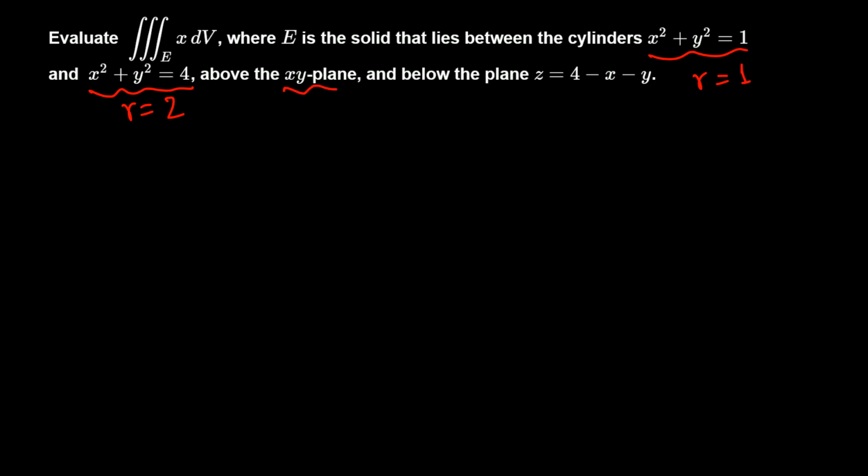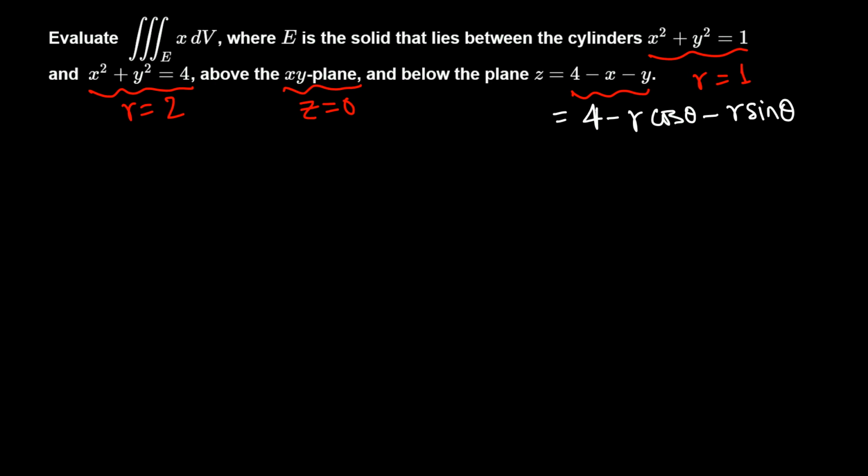Above the xy plane, that means z is 0, and below this plane, z equals 4 minus x minus y. When we are converting into cylindrical coordinates, let me write it here because we need it later: 4 minus x is r cosine theta, minus y is r sine theta.